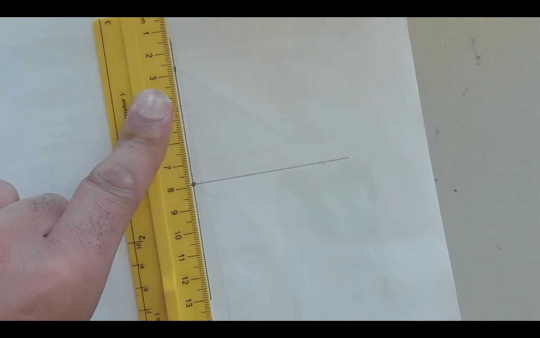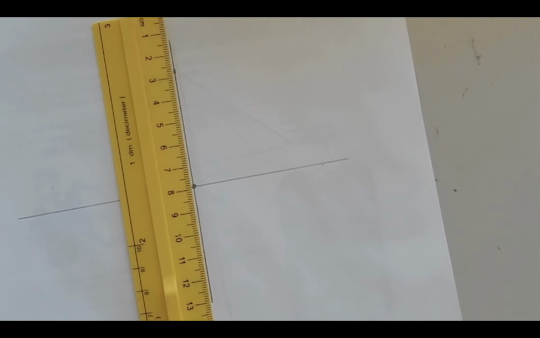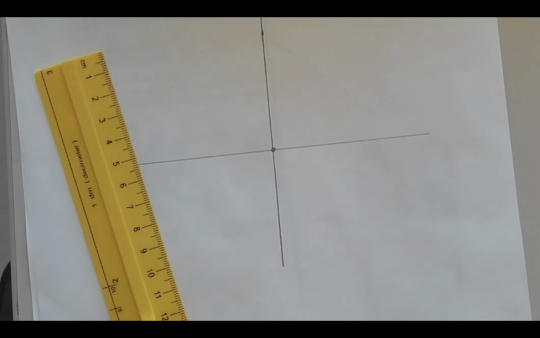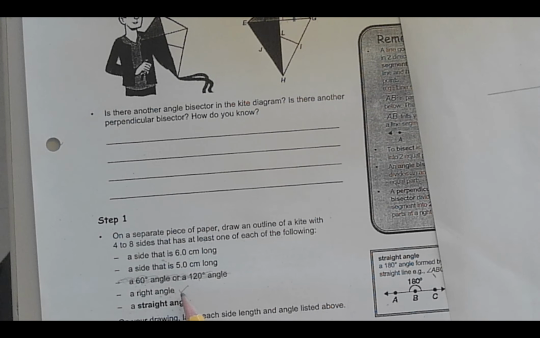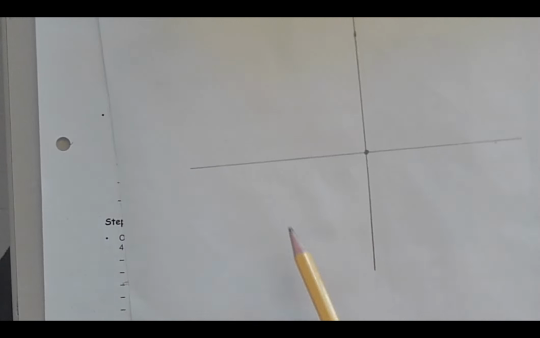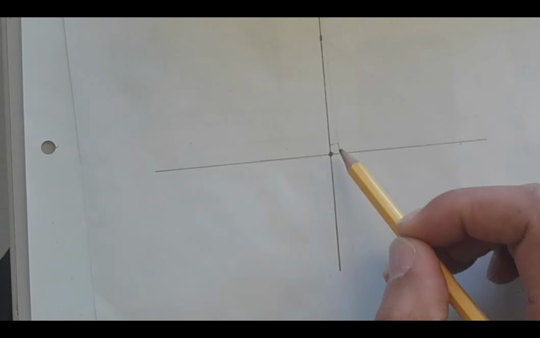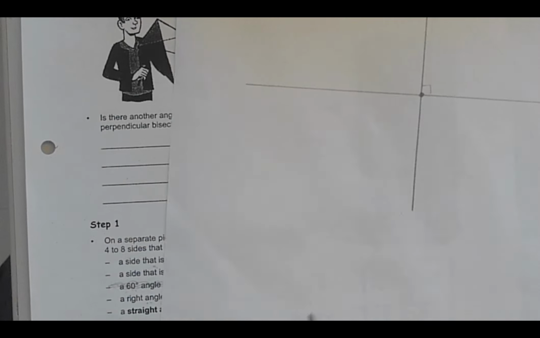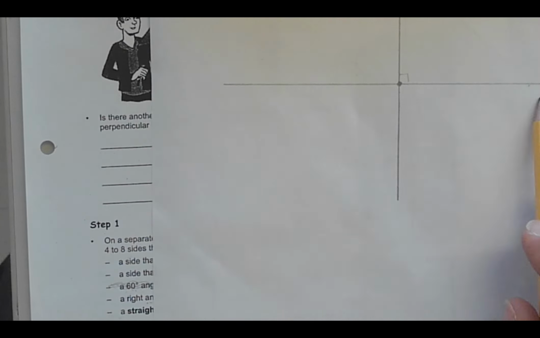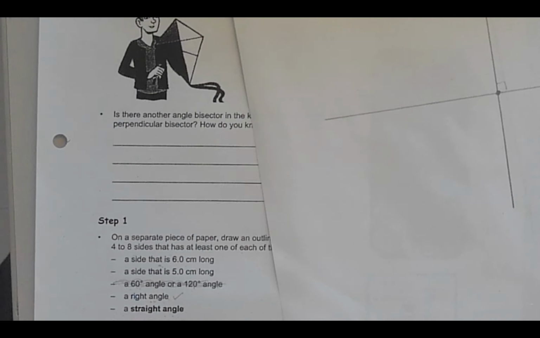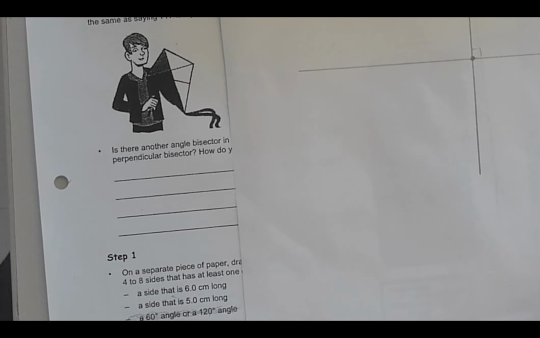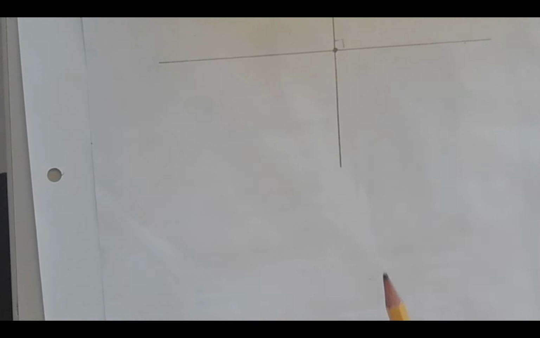So I've constructed all right, so the line that I've constructed is a perpendicular line. And you can see that right off the bat, I fulfilled 2 of the criteria. So I've got a right angle, and this is going to be my right angle. A right angle is 90 degrees. I have a straight angle. This is probably going to be one of my straight angles, as well as this can be one of the straight angles as well. And now what I want to do is construct one of the sides to be 6 centimeters long. I'm going to start with that.